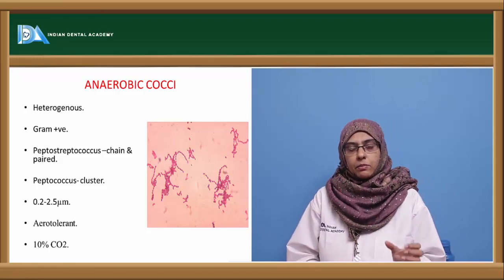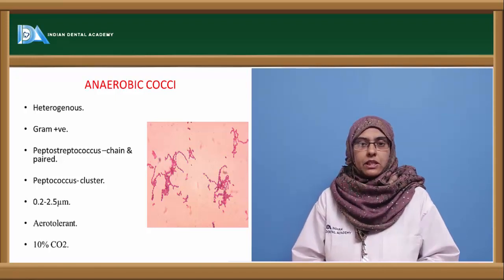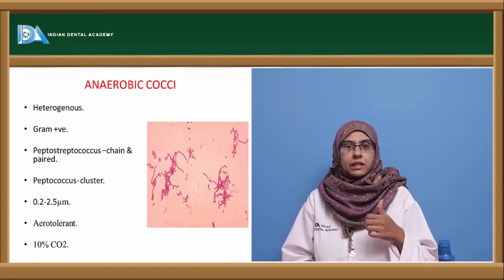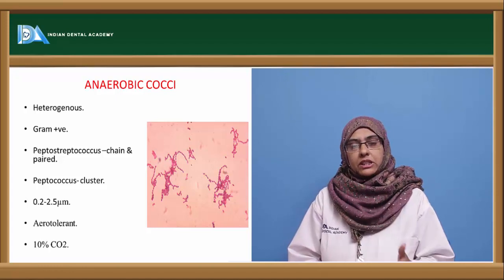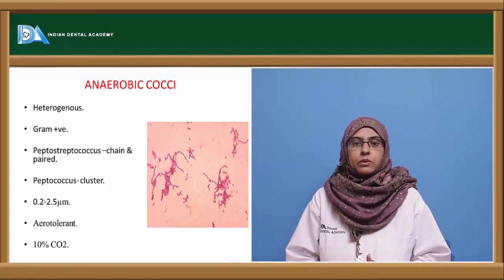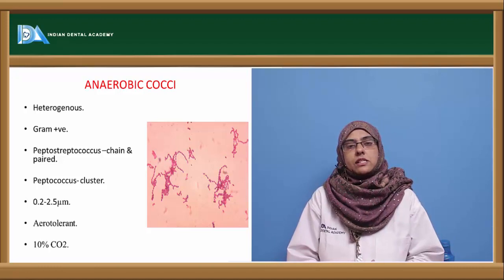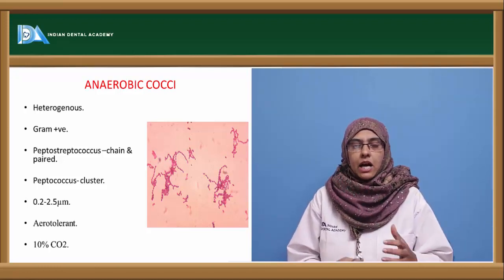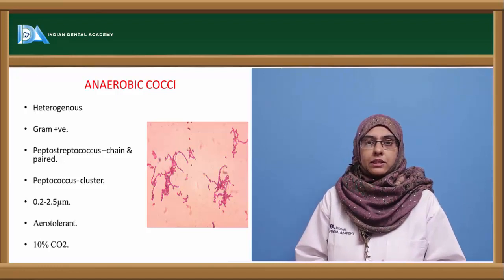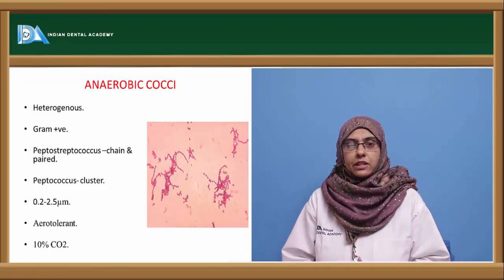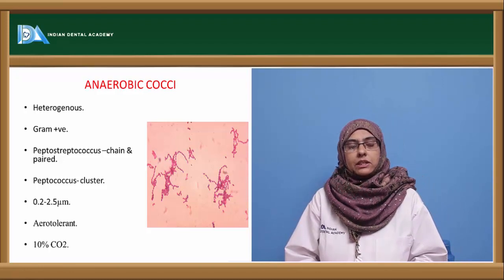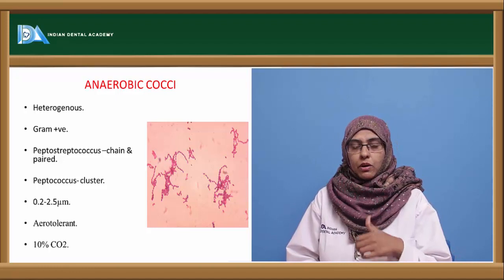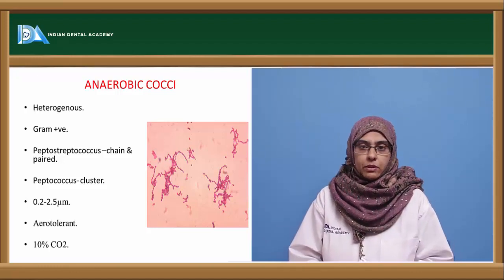Peptostreptococcus can be differentiated from Peptococcus because they usually form chains, and they are paired. They can form a short chain or a long chain, and hence they are called Peptostreptococcus. They have a structural similarity with Streptococcus. Peptococcus are the organisms that usually form clusters. But recently DNA-based ratio has shown that Peptococcus can be reclassified as Peptostreptococcus.